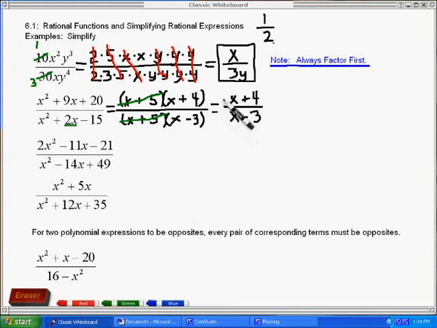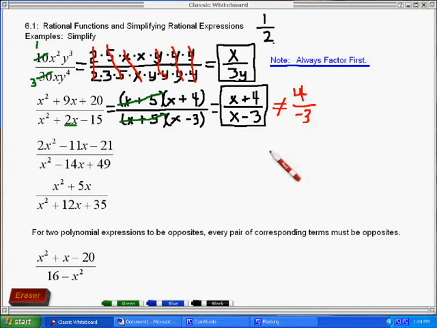So this is our final answer, and why don't we just make a little note here. This is not equal to, a little equal sign with a slash through it, this is not equal to 4 over negative 3. We cannot say that is true, so no.